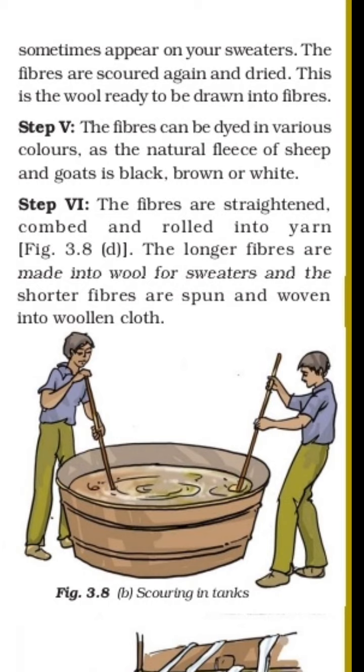Now step six, the fibers are straightened, combed and rolled into yarn. Now these fibers are straightened, combed and rolled into yarn, धाग्यामध्ये तयार केले जातात. The longer fibers are made into wool for sweaters. These longer fibers are used for sweaters, and the shorter fibers are used for woolen cloth.